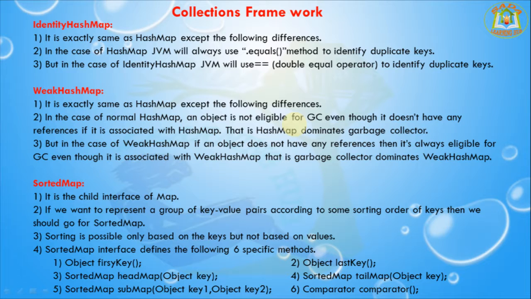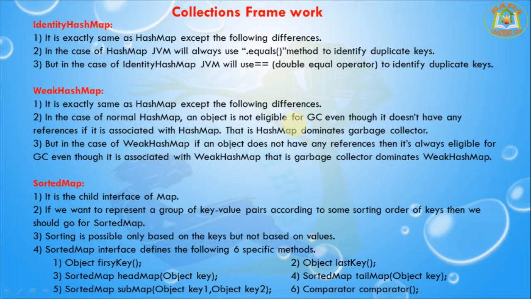Today's session we are going to learn about map interfaces, the Map interface in the collection framework and its implementation classes. See here, Map is an interface. It is available in the Java java.util package. Some of the implementation classes of Map are HashMap, LinkedHashMap, IdentityHashMap, WeakHashMap, SortedMap, and some others.